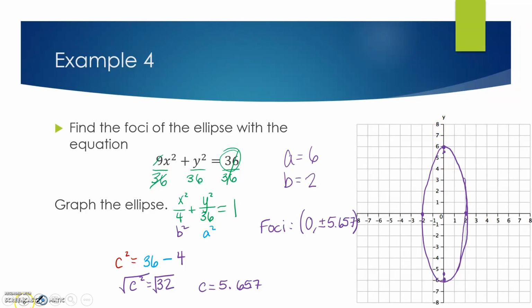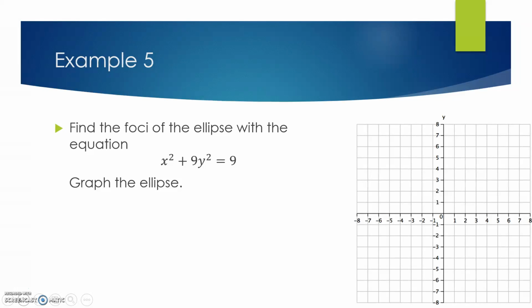So let's look at another one. Find the foci of the ellipse with the equation x squared plus 9y squared equals 9. So I need it in standard form, so I'm going to divide by 9 on everything. And I'm going to get x squared over 9 plus y squared, I'll put over 1 for right now, equals 1. I can see that because the number under x squared is larger, that's where my major axis is going to be. It's going to be larger on the x-axis.